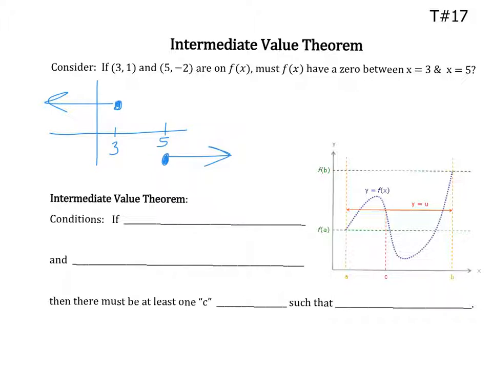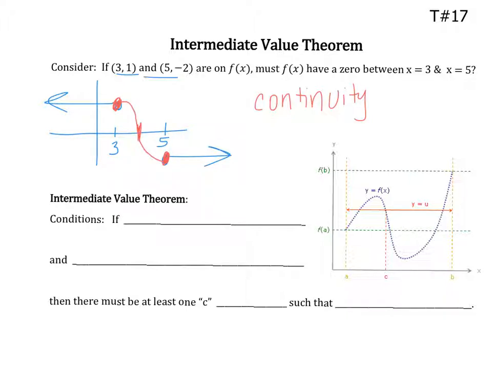But if I added the condition that f of x was continuous and it went through these points, could you connect those 2 points without crossing the x-axis? I mean, if I threw in continuity, meaning I couldn't lift up my pen, could I connect this dot and this dot without crossing the x-axis? And of course that answer is no. I'd have to at least cross it one time.